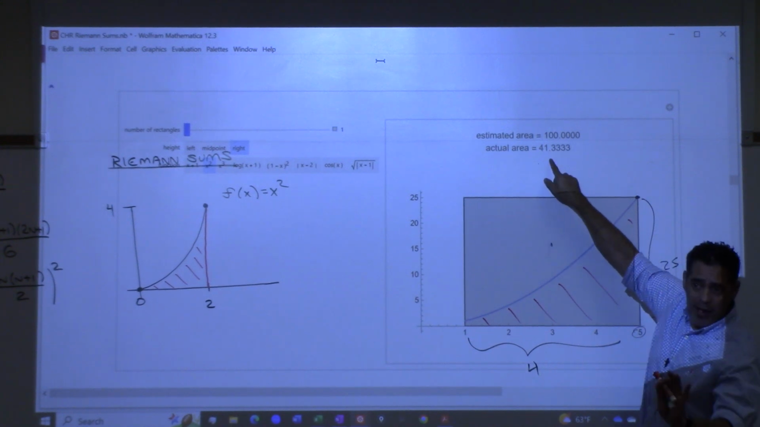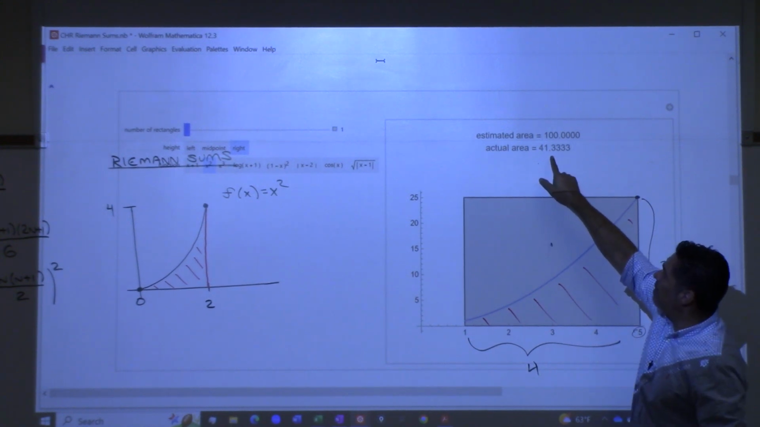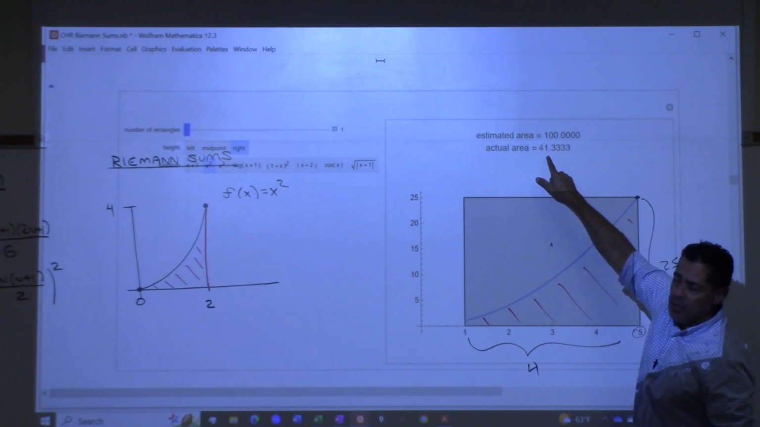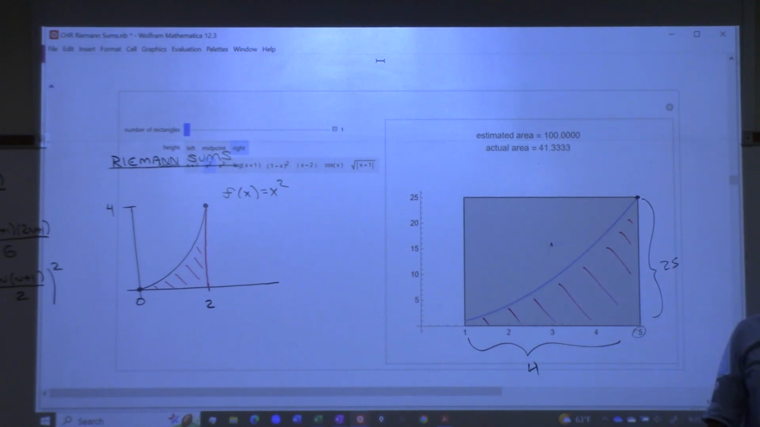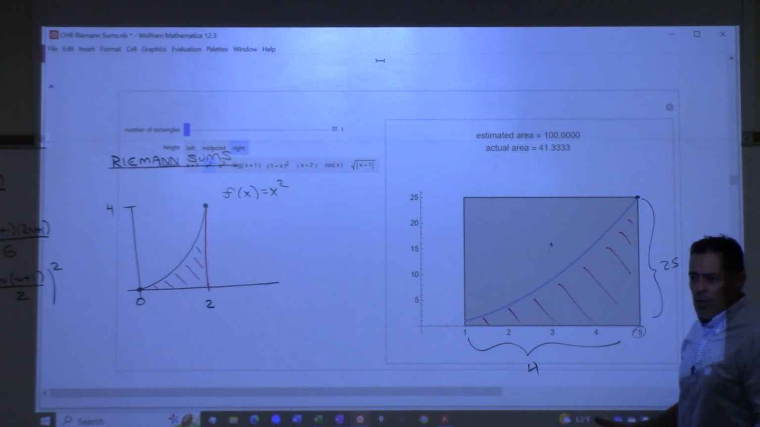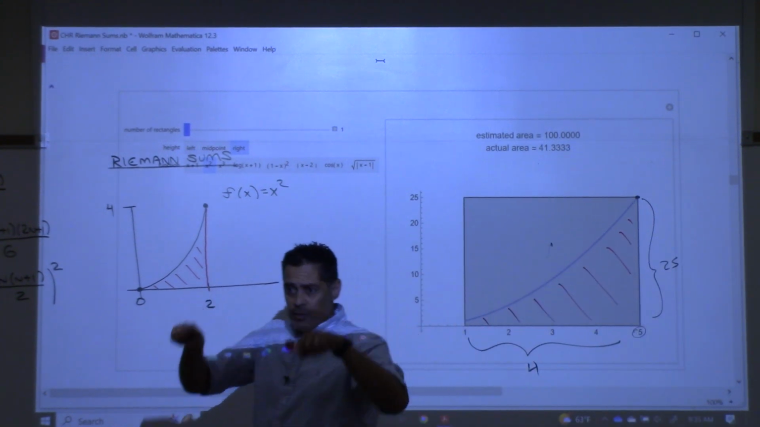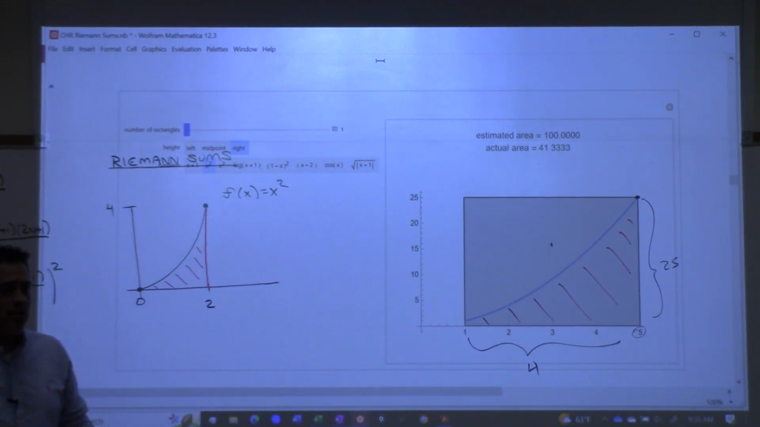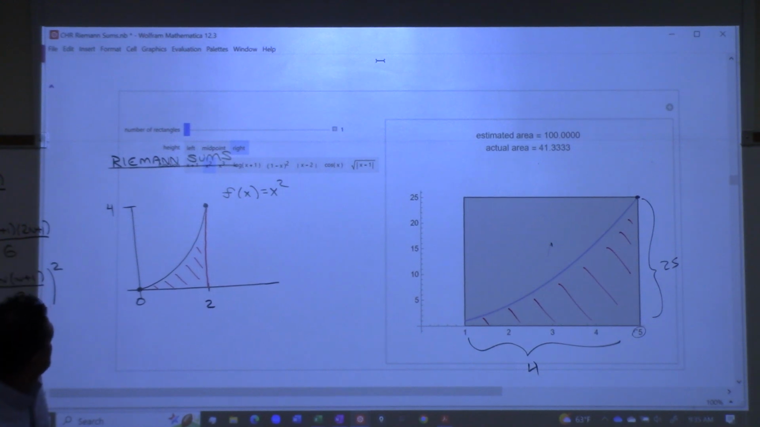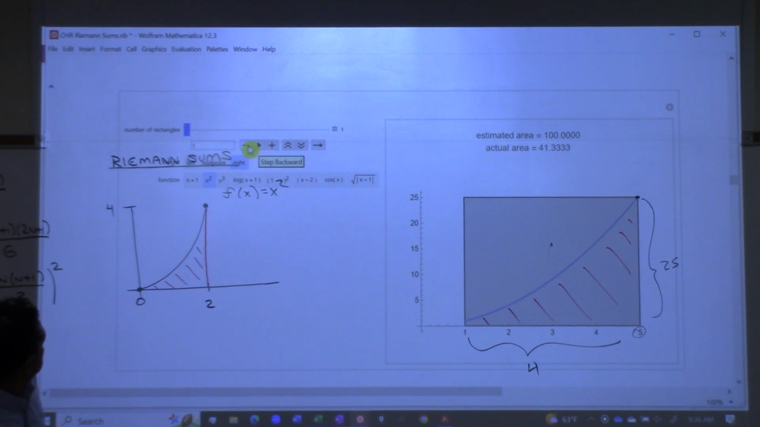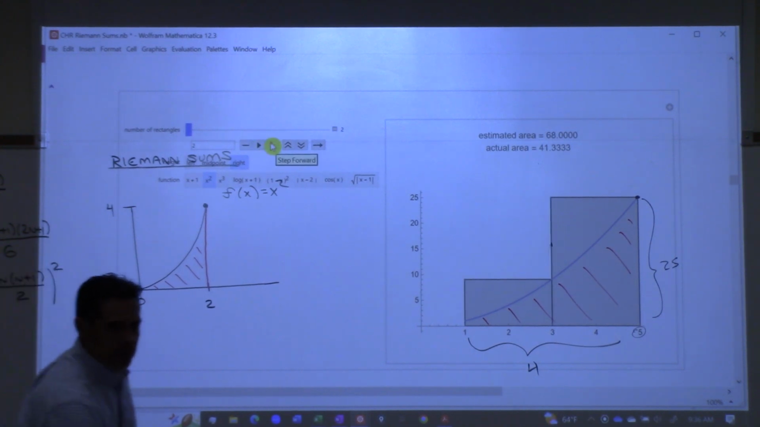The true area, which you're just going to have to believe me right now, is much smaller. We're off by a lot, aren't we? But I only used one rectangle. That would be like when the Chinese only used one square. I get a better approximation if I use more rectangles. So let me start the whole thing over, and let me do 2 rectangles.